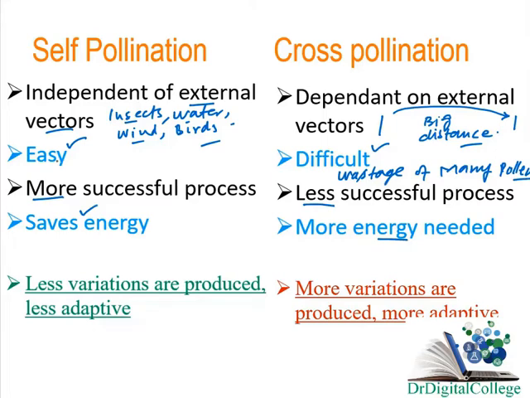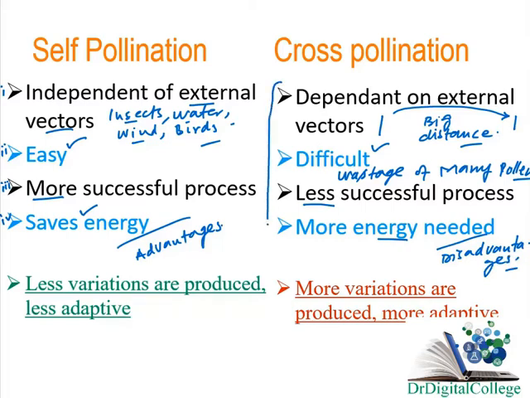So up till now, if you look at point number 1, point number 2, point number 3, point number 4, all these are advantages, and here all these are disadvantages. Do you think like this? All these four are the disadvantages here, while here all these are the advantages.